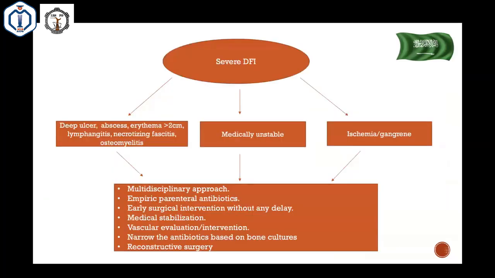If the patient has a severe diabetic foot infection, like a deep ulcer, abscess, erythema more than 2 centimeters, lymphangitis, necrotizing fasciitis, osteomyelitis, medical instability, ischemia, or gangrene, we have to start a multidisciplinary approach. We have to call our colleagues in infectious disease, vascular, and the medical team to optimize the patient medically and to optimize the vascularity, and start the patient on empiric antibiotics until we have the culture results, with early surgical intervention without any delay, because delay in management of diabetic foot infection can increase the chance of sepsis, septic shock, and major amputation.